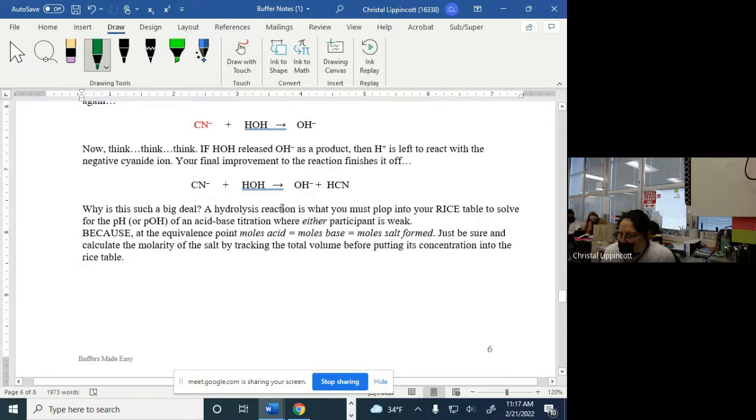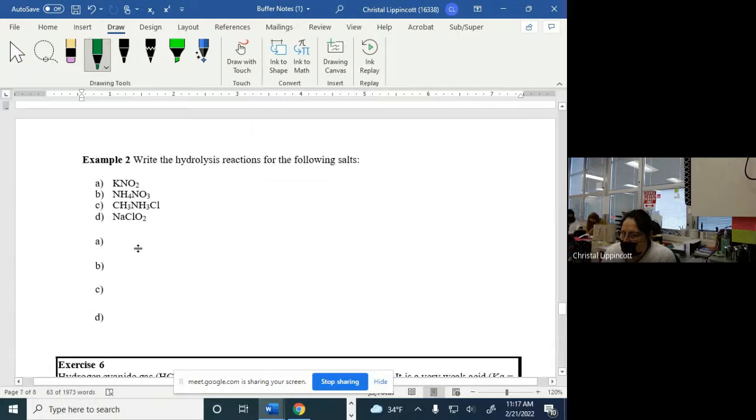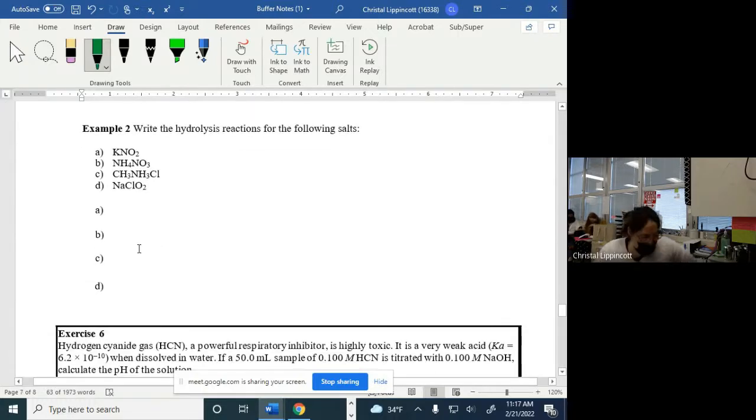So the hydrolysis reaction is what you must plop into your RICE table to solve for either pH or pOH, because at the equivalence point, the moles of acid equal the moles of base, which equal the moles of salt formed. Just be sure to calculate the molarity of the salt by tracking the total volume before putting its concentration into the RICE table.